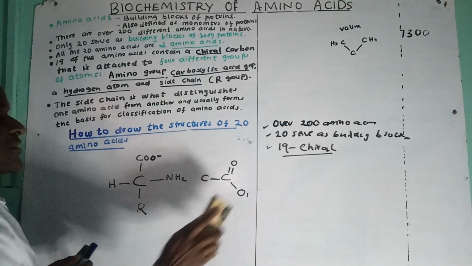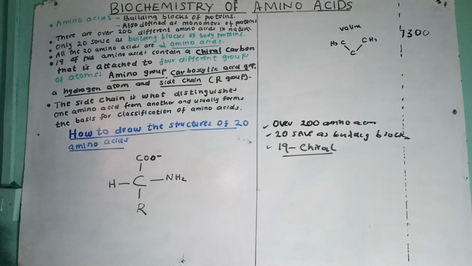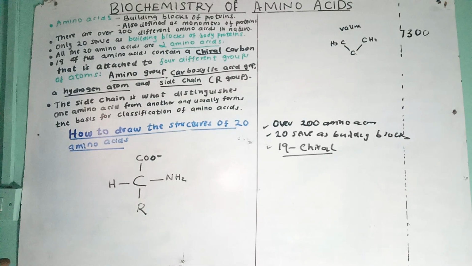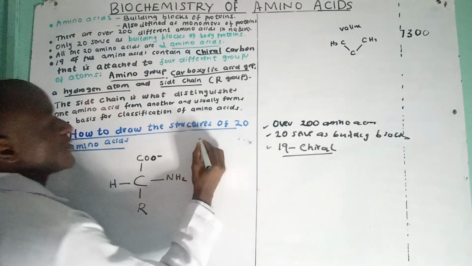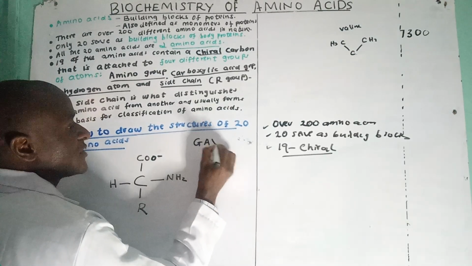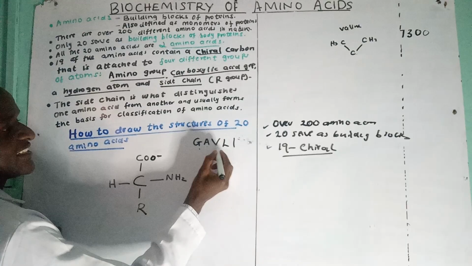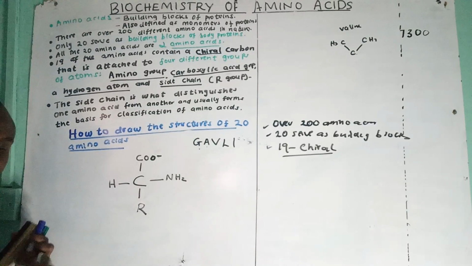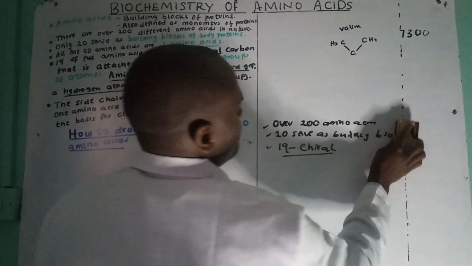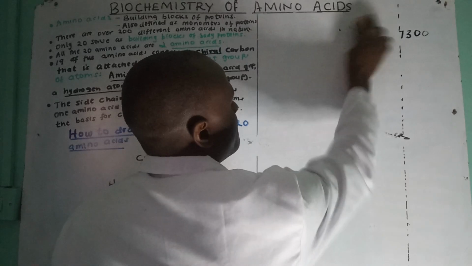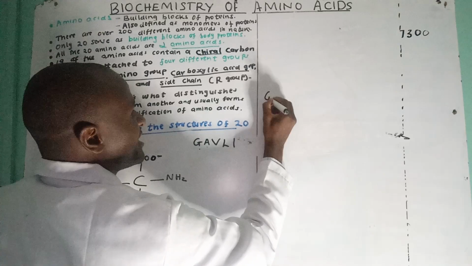So let us learn how to draw the 20 amino acids. So let's begin by this. There are 20 amino acids, but we shall be drawing them in groups. So the first amino acids that I would like us to draw is this: glycine, alanine, valine, leucine, and isoleucine. So let's begin with glycine.